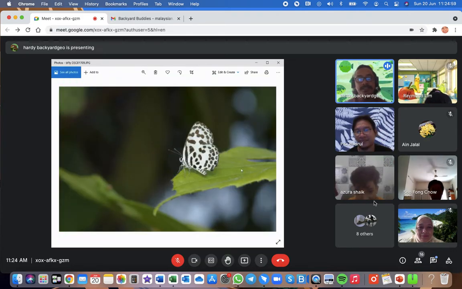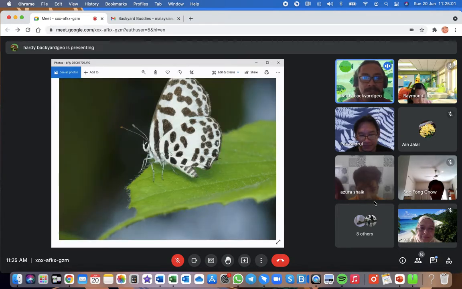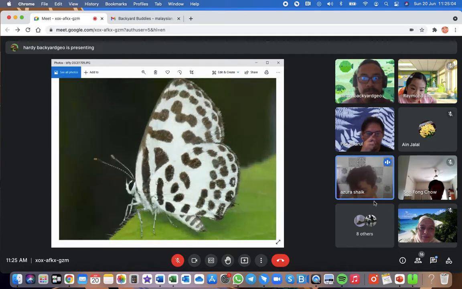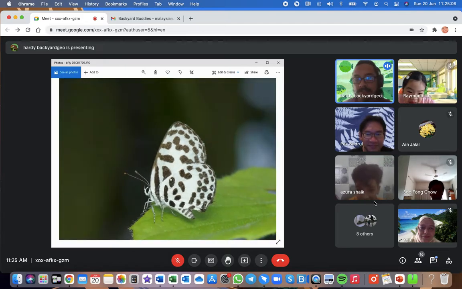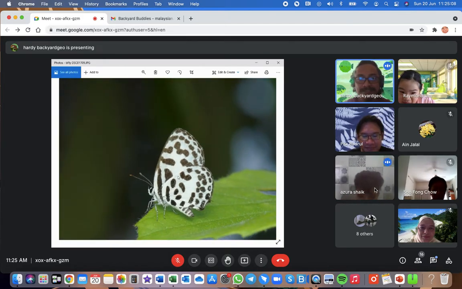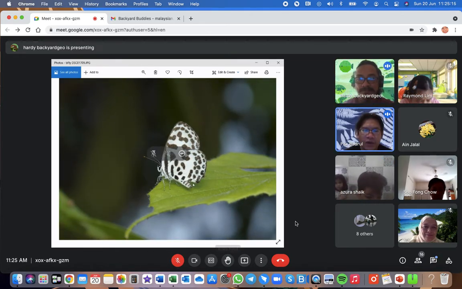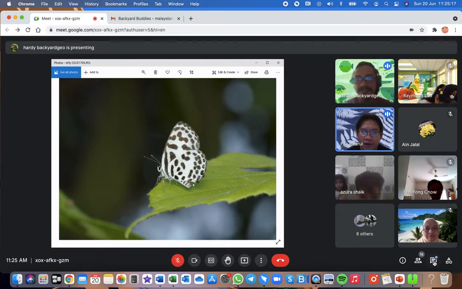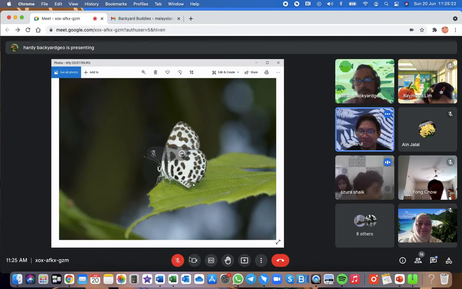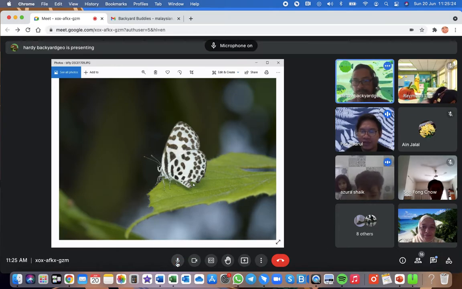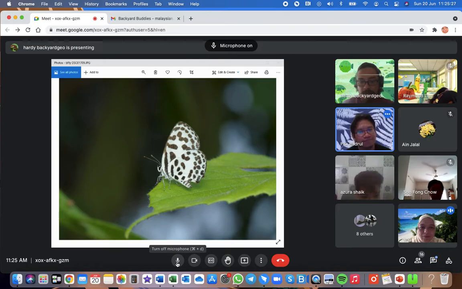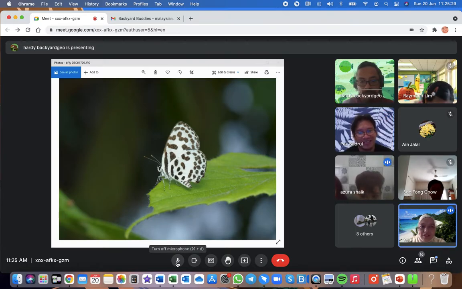Okay, next photo is a common butterfly. Before that, I want to ask one question. How can you tell a moth from a butterfly? What's the difference? Moth, M-O-T-H, and butterfly. Who knows?